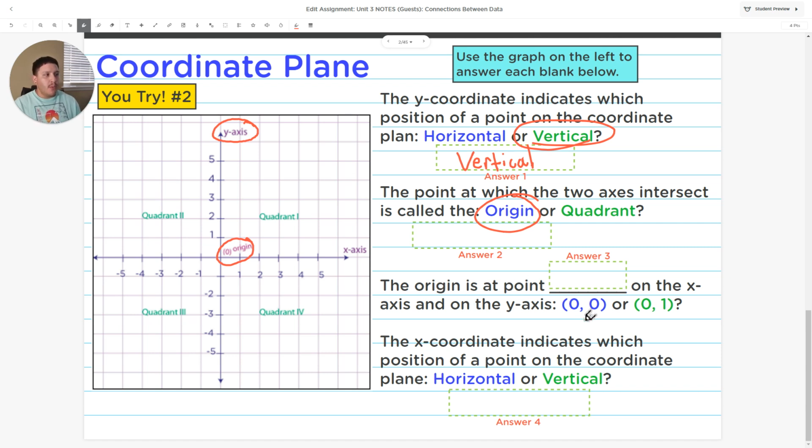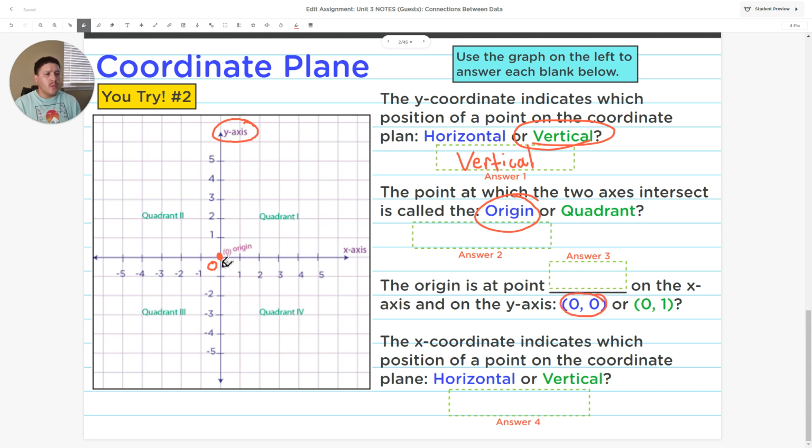The origin is at the point what on the x-axis and on the y-axis? 0, 0 or 0, 1? Okay, well, the origin is at the very center, which is the number 0. Both x and y are neither going up or down. They're just right there at the center. So the answer would be 0, 0.